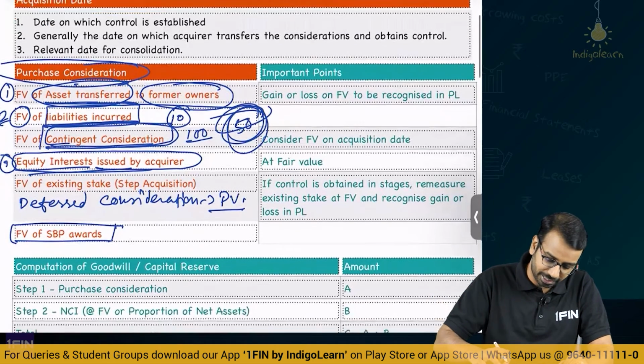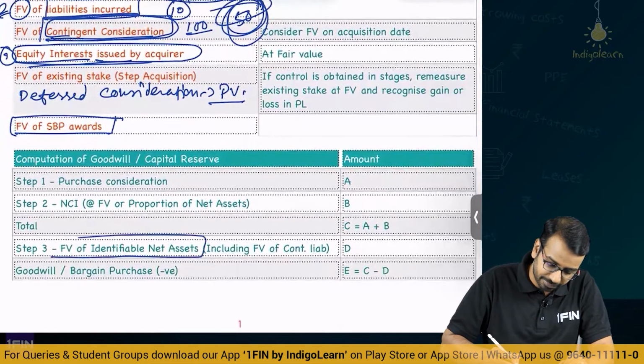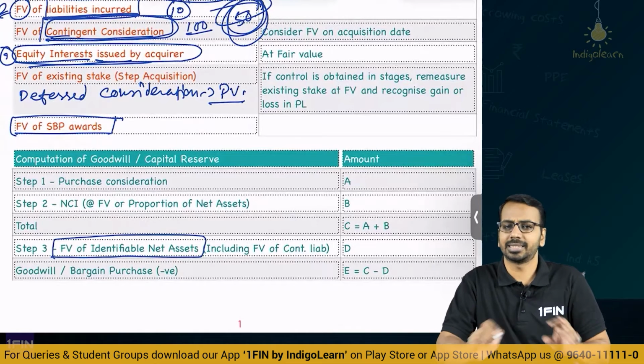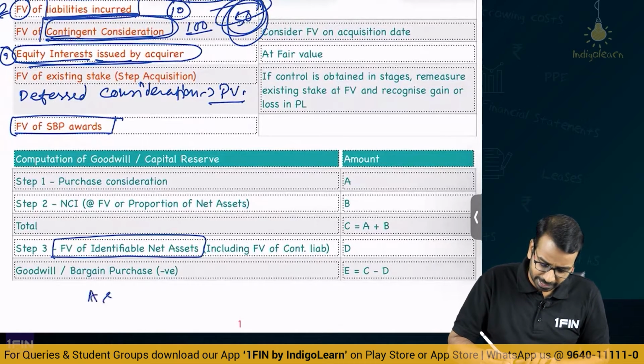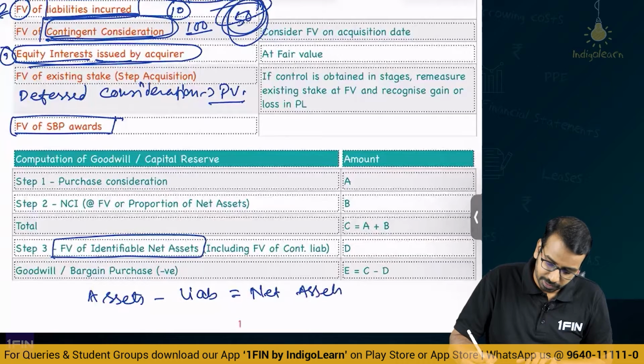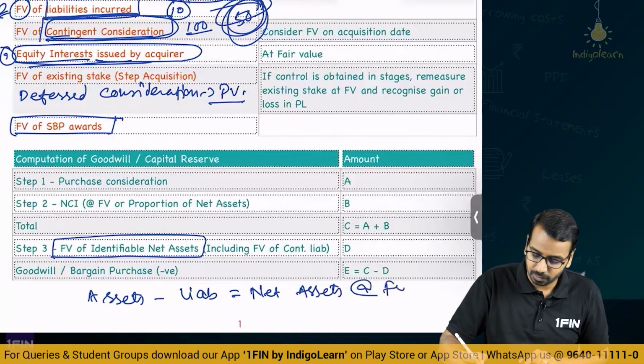The second important calculation is your fair value of identifiable net assets. Fair value of identifiable net assets. This is nothing complicated. You take all the assets minus all the liabilities, you get the net assets. So, which assets, which liabilities? Which are taken over. Calculate these at fair value.